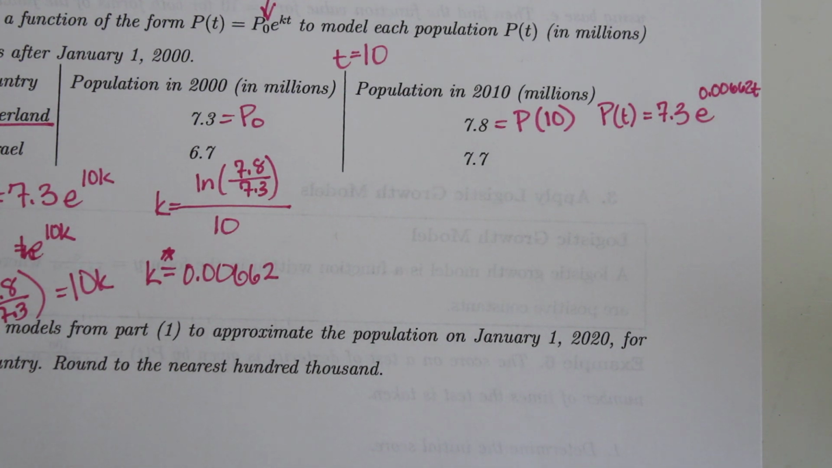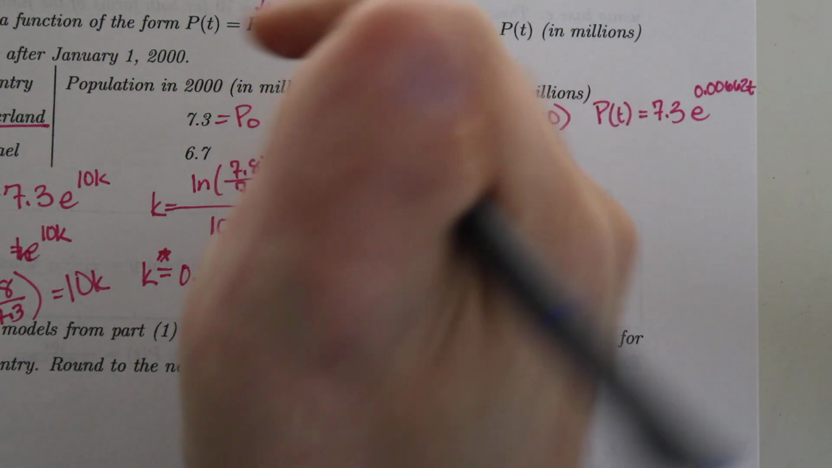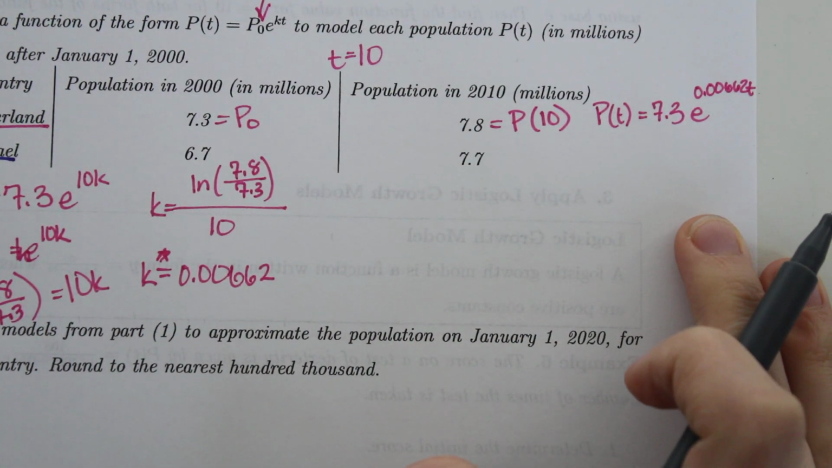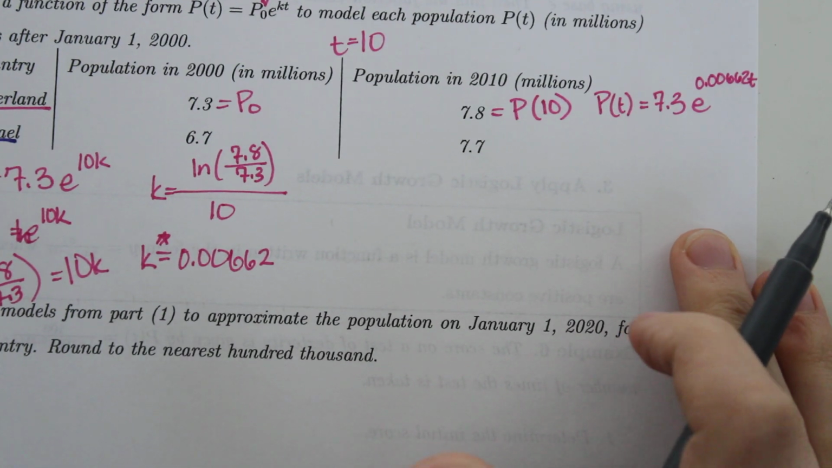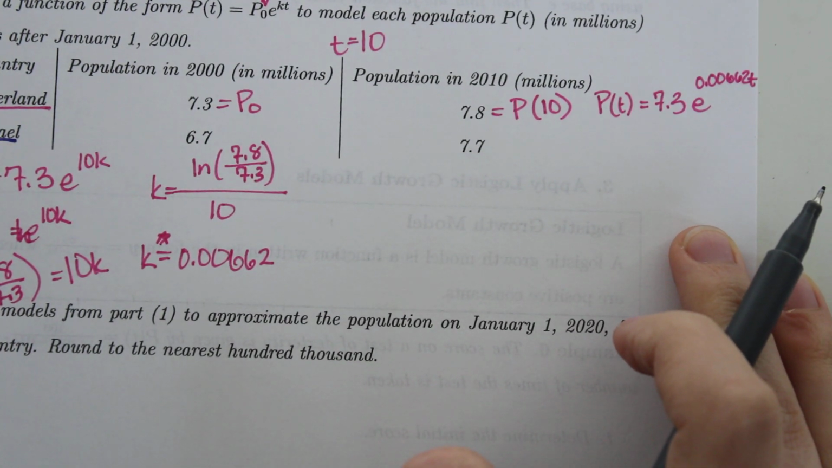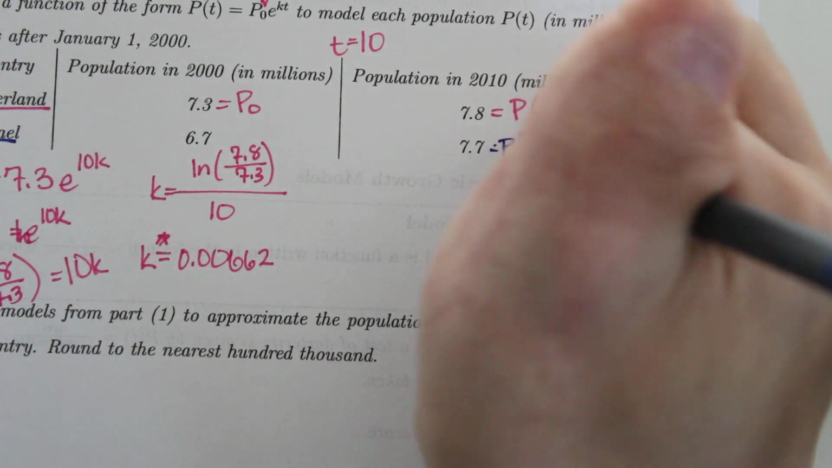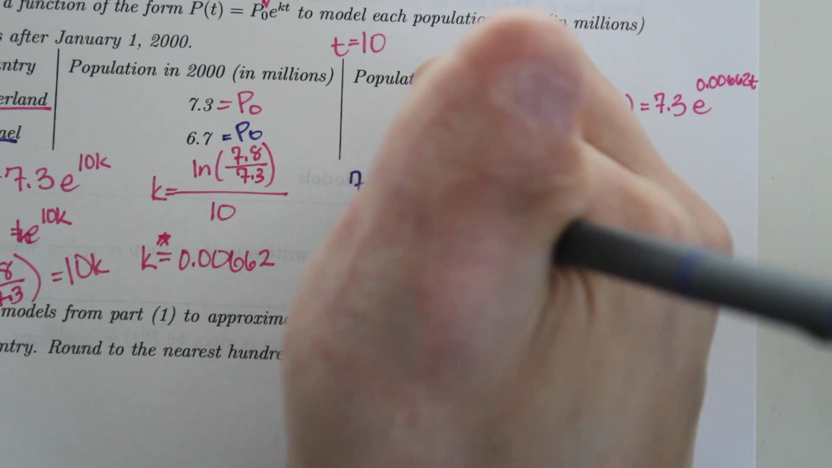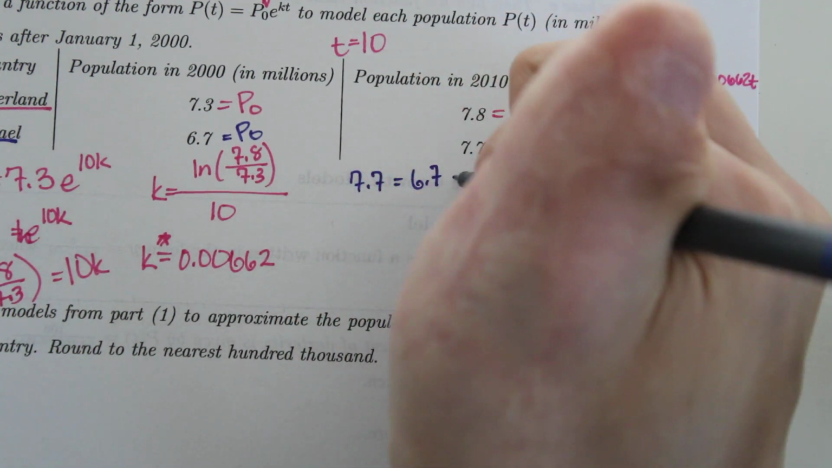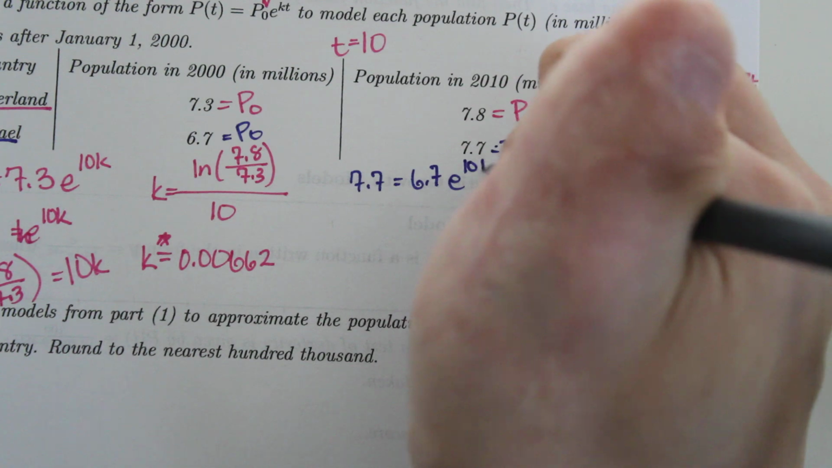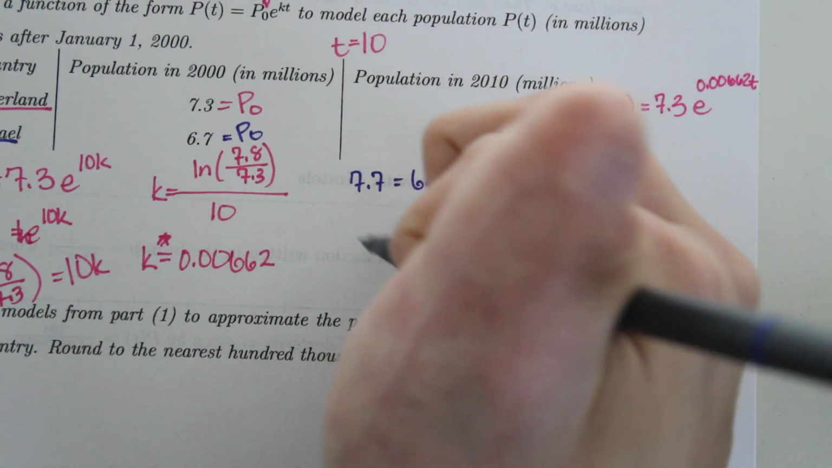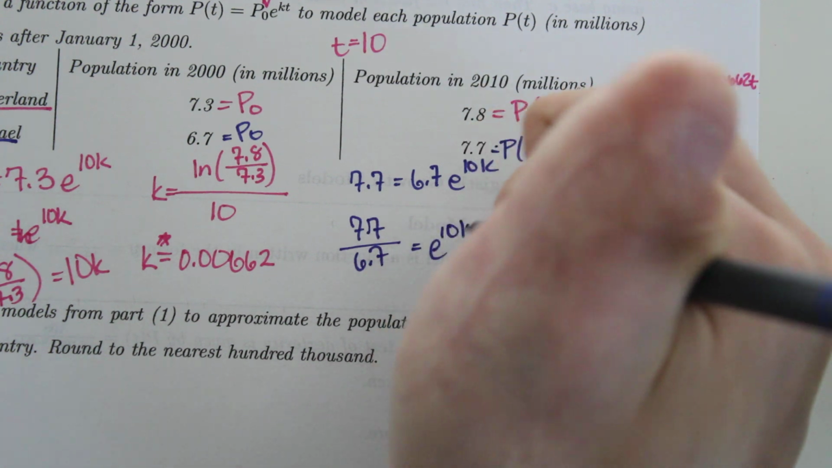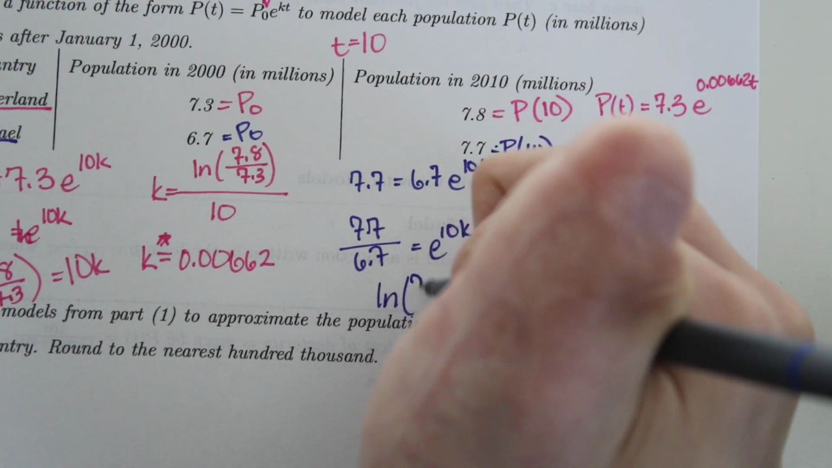Next, we're going to look at Israel. So if you want to practice this one on your own, feel free to solve it on your own and then come back to check your answer. I'm going to do this one quickly with not as much of an explanation. So again, this is our P of 10 and this is our P of naught. Plugging it into our formula, we get 7.7 equal to 6.7 e to the 10k. Taking the ln of both sides.